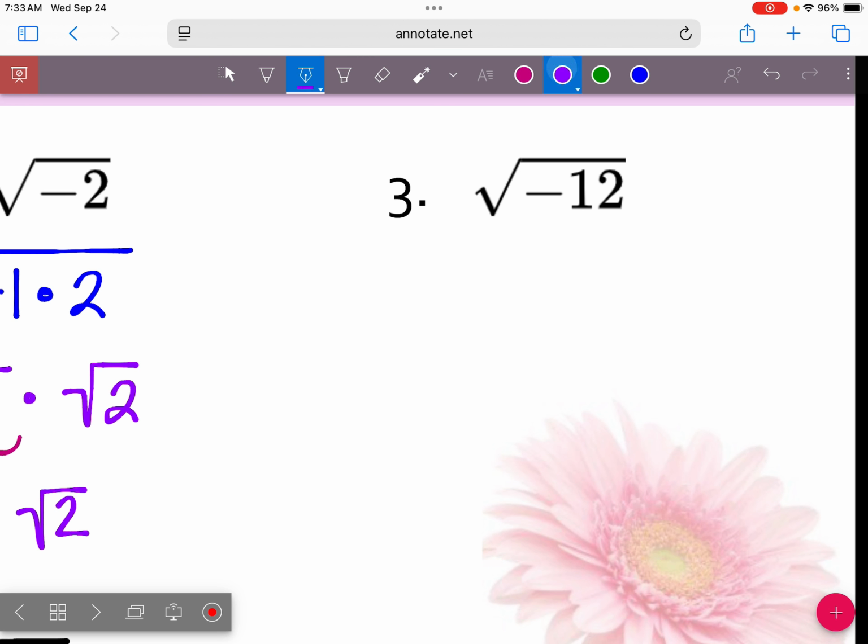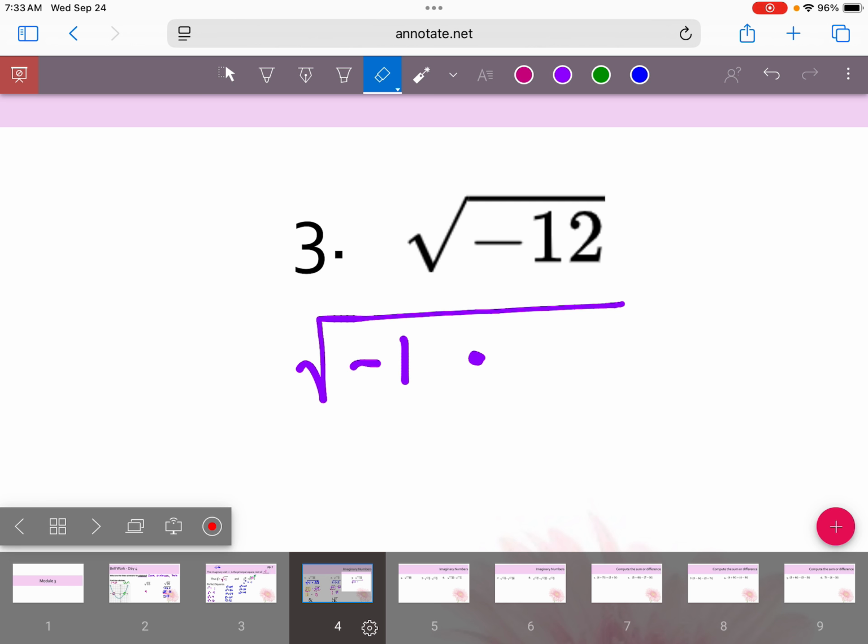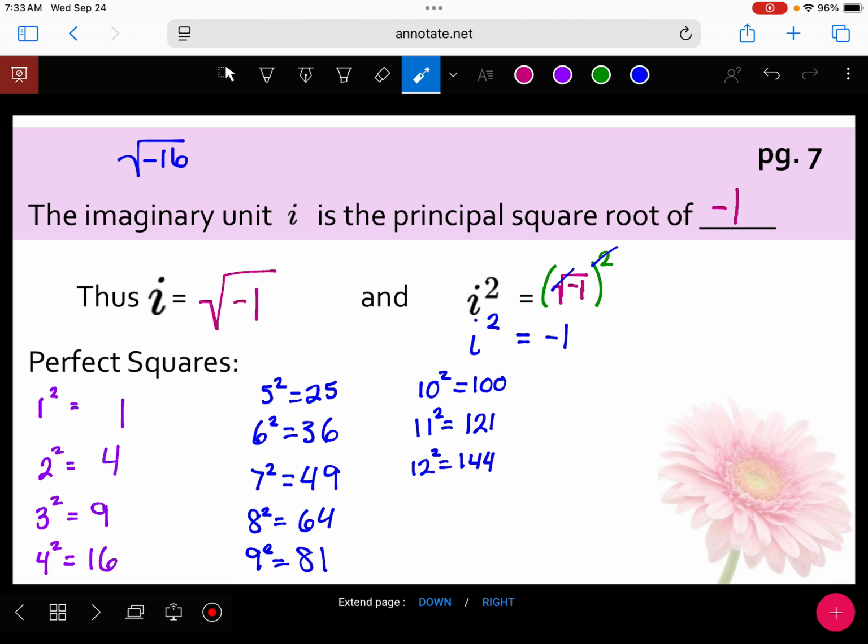So on this one for number 3, we're going to again split this apart. And we can do this as -1 times 12. Totally valid. Or we can go, hey, wait a second, I need to simplify this 12 anyway. Is there a perfect square that I can divide 12 by? Was 3 a perfect square? But it does have a factor that is. Other way around.